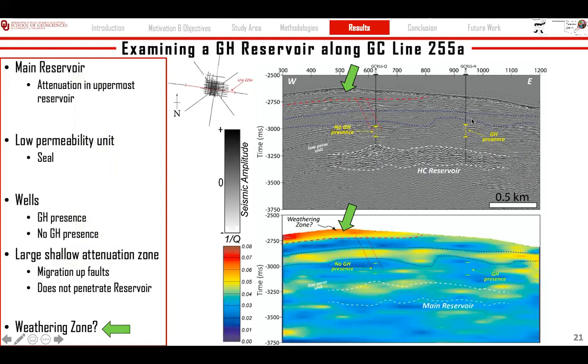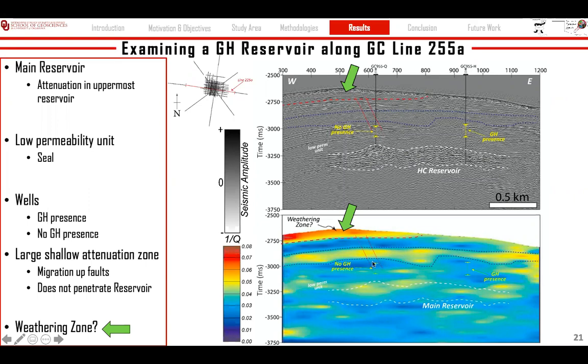They also interpret gas hydrate presence along the GC955-H well. However, in our attenuation application, we don't observe any attenuation response associated with the gas hydrate presence. Additionally, we observe a large attenuation zone towards the subsurface bounded by this blue polygon, which is most likely associated with free gas that migrated through certain faults in the area.